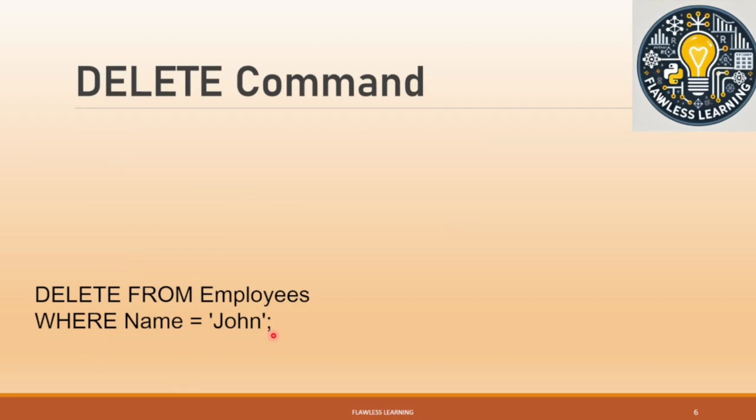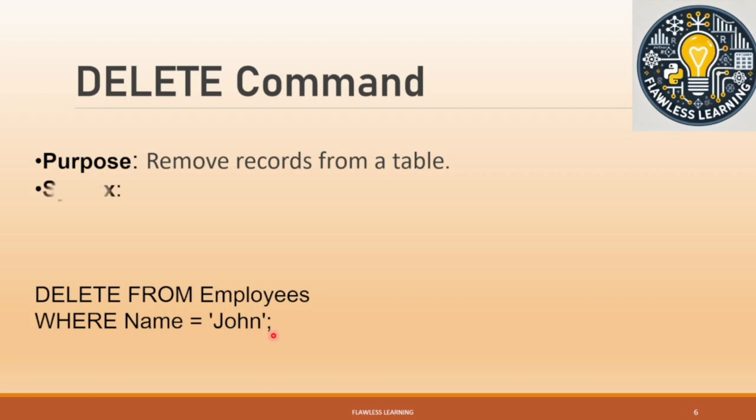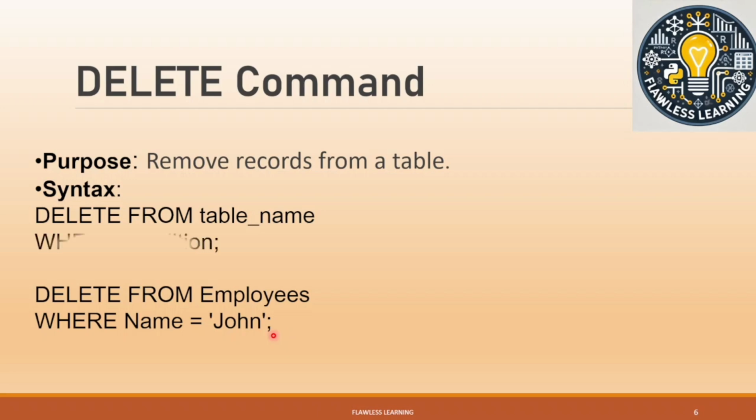Now go for the DELETE command. What can it do? It removes records from a table. Basically, the employee named John, we want to delete. So how can we delete that? We write DELETE FROM the table name, which is employee, WHERE name = 'John'. So the DELETE command removes records from a table. For instance, if John leaves the company, we can delete his record using this command. Okay.